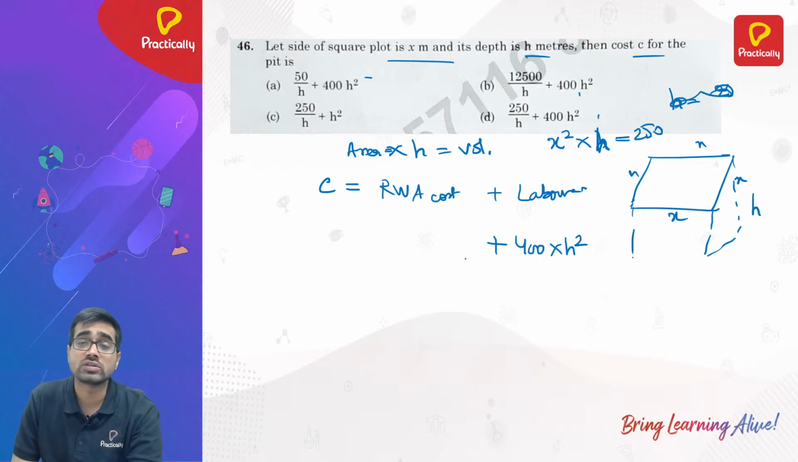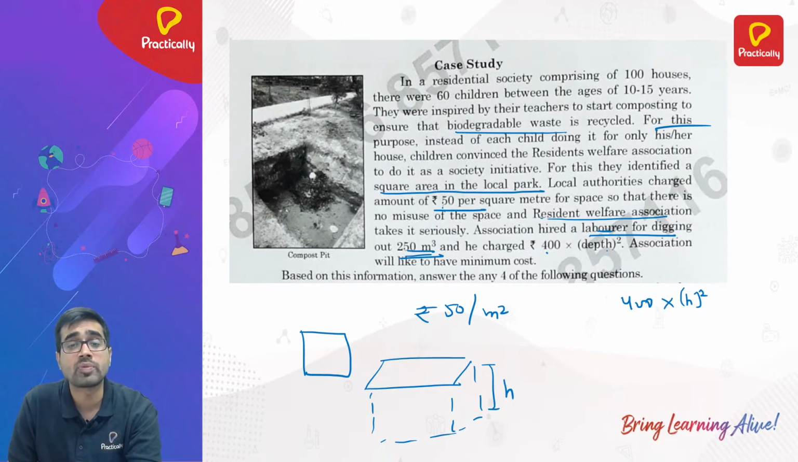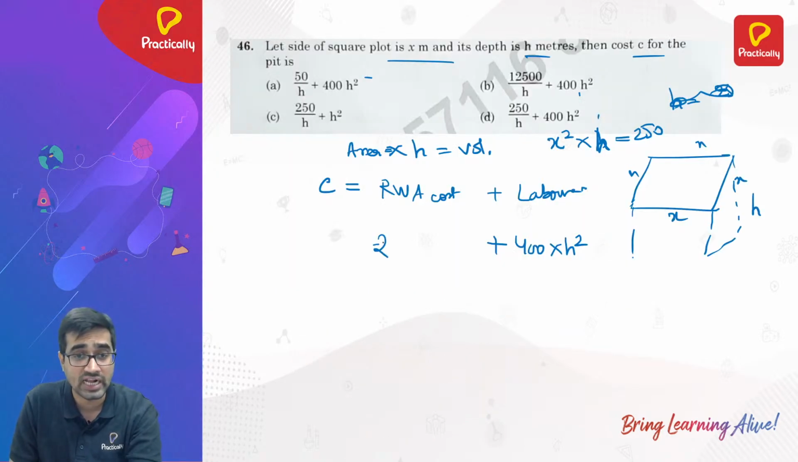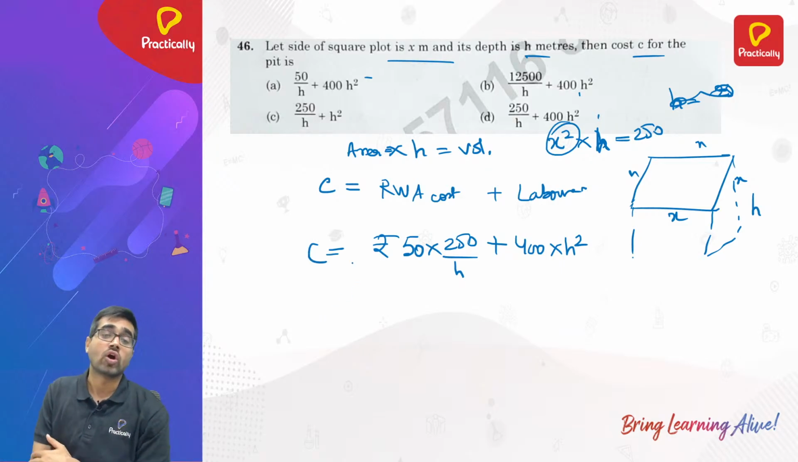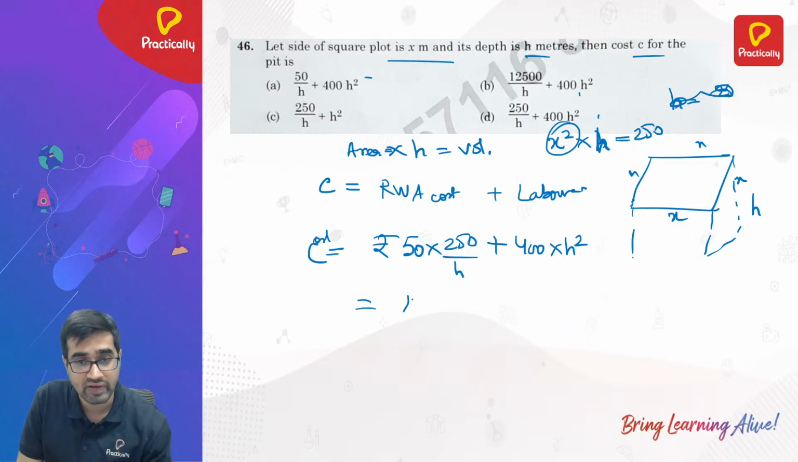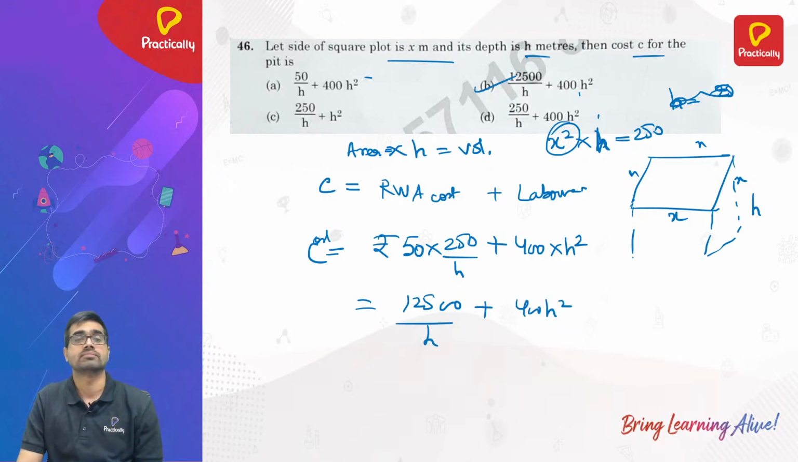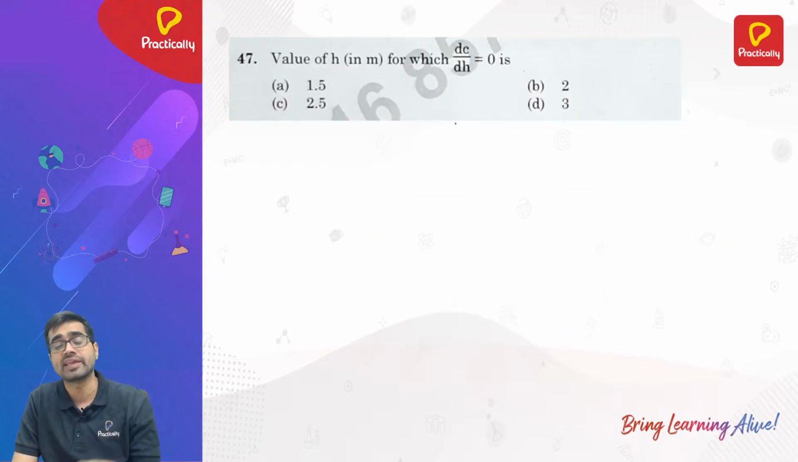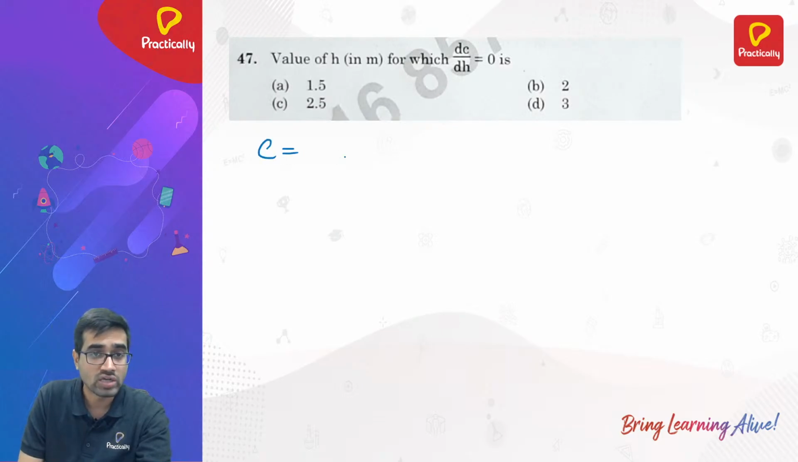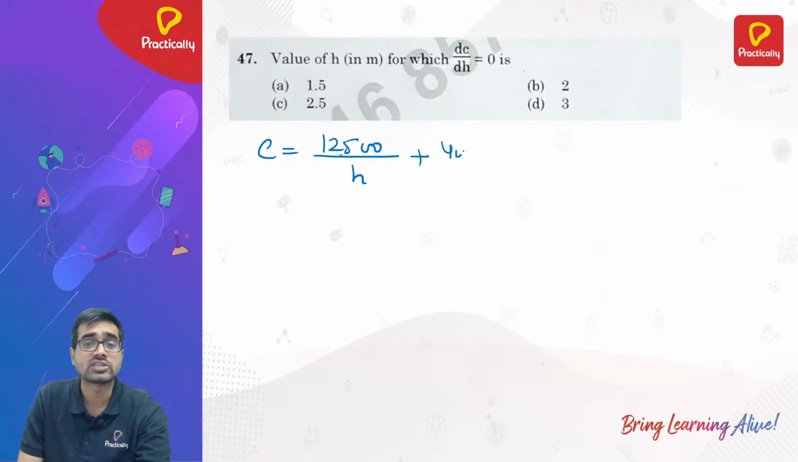And the RWA cost. So RWA is telling that rupees 50 per square meter. So they will charge rupees 50 per square meter. What is the area? x square. So 250 by h is what the area will be. So it will be 50 times 250 is 12500 by h plus 400 h square. That's the answer. Done. Now you have to find the value of h for which dC by dh is 0. You got the cost. The cost function is 12500 by h plus 400 h square.